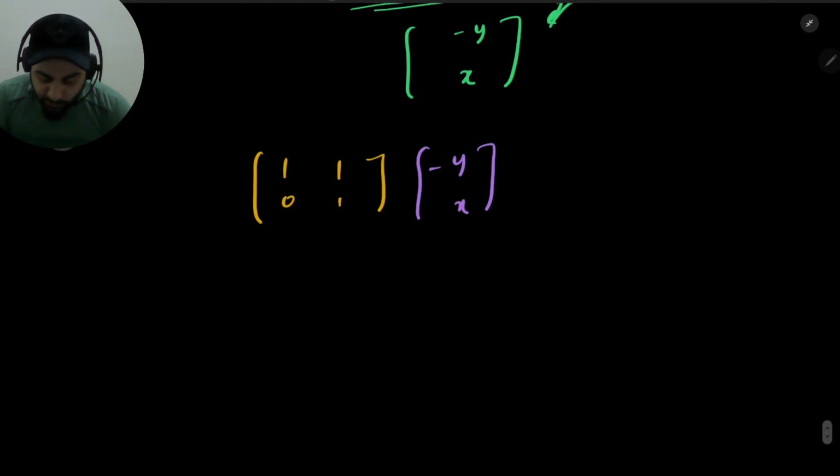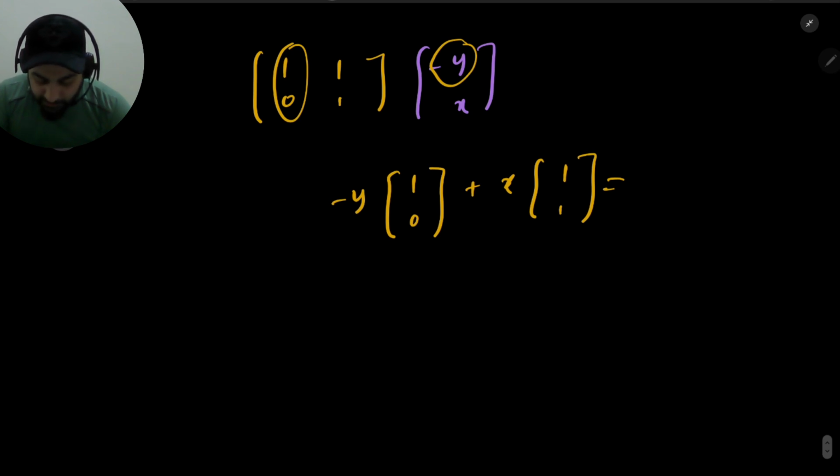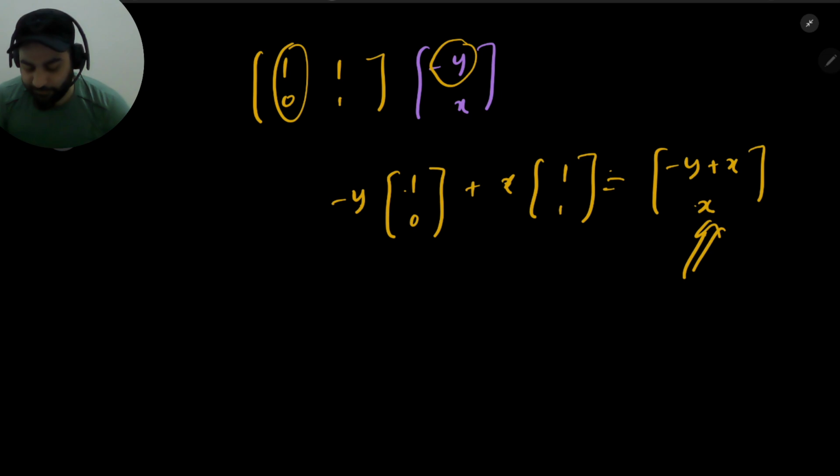Now again you know that we just take this coefficient and multiply it with the whole column: minus y times 1 0, plus x times 1 1. So this will be equal to minus y plus x, and then 0 plus x over here. So this will be the transformed vector.